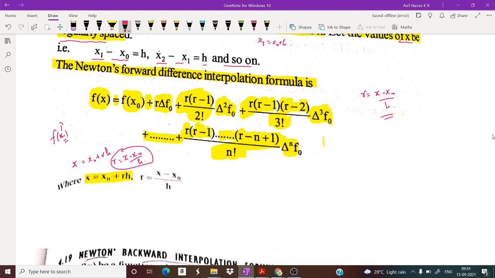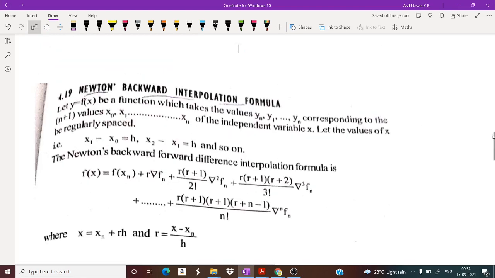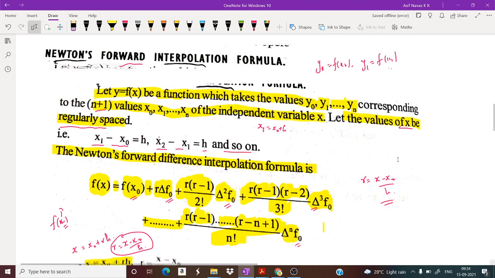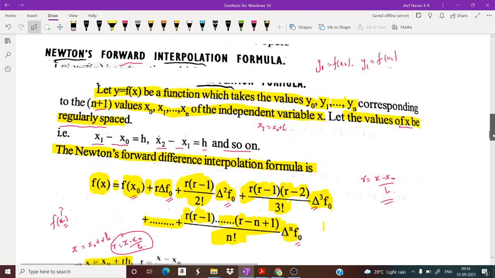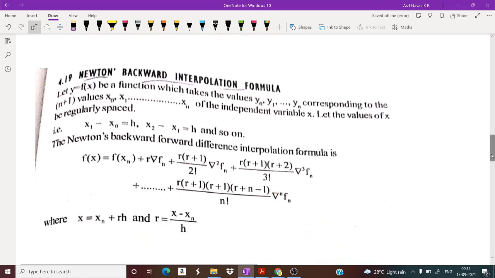So this is Newton's forward interpolation formula. Remember one thing, here we are using only f of x naught, delta f naught, delta square f naught, delta cube f naught, etc. Now next is Newton's backward interpolation formula. This is the same as Newton's forward interpolation formula, with some difference.